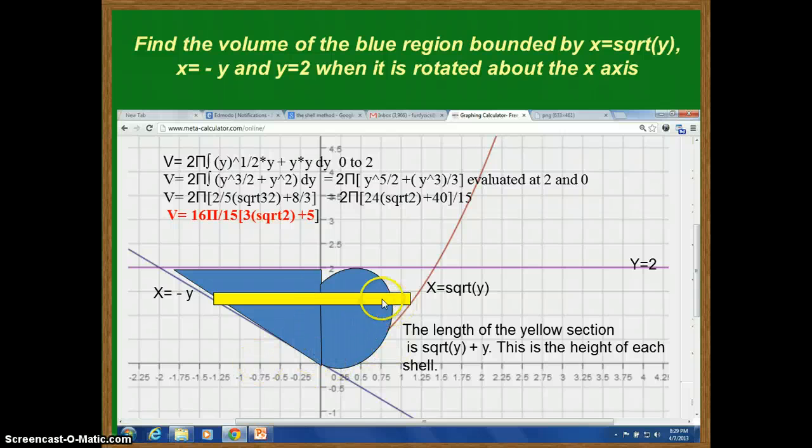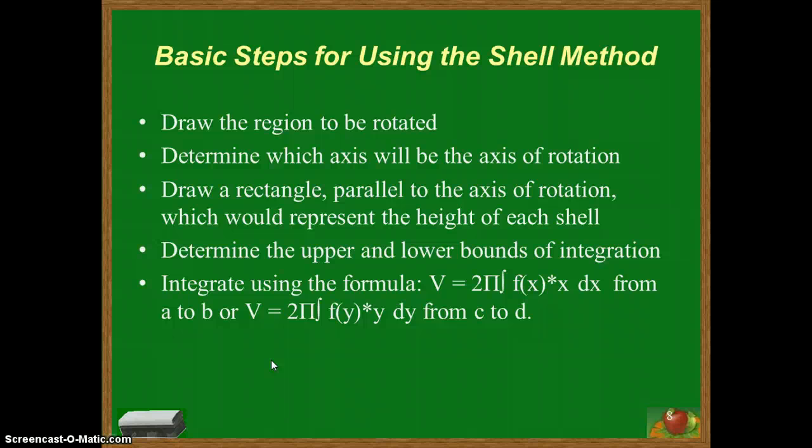Here's the length. Again, I told you, here's the function, here's the other function. So our basic steps for using the shell method are as follows. Draw the region to be rotated. You can either graph it or draw it. Determine which axis will be the axis of rotation. Usually they tell you that in the problem. Draw a representative rectangle that is parallel to your axis of rotation, which would represent the height of each shell. This will help you get your thoughts together on just what functions you need.